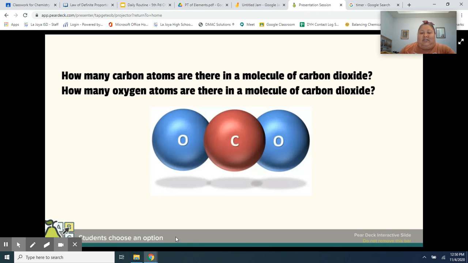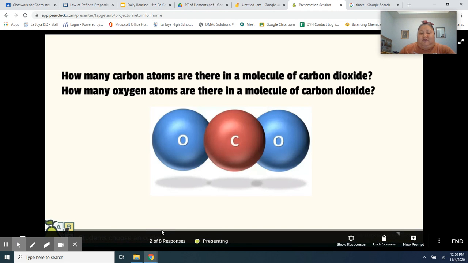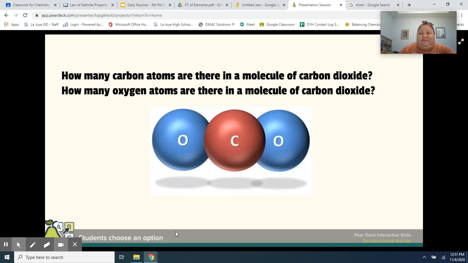What is the correct answer for this one? Only 2 people have answered. Guys, how many do you have of carbon? How many do you have of oxygen? Tell me. Come on. This is a really easy question, and we're almost done with our presentation, but I'm not going to move on until I get 5 or 6 answers here.